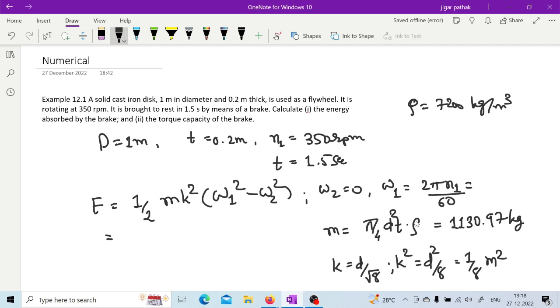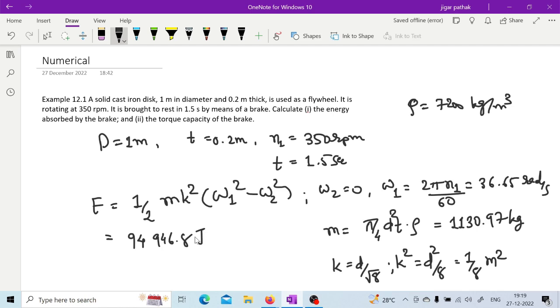Okay, but you should go by joule only. First tell me, what is this omega 1? 2 pi n 1 by 60, 36.65. Yeah, correct. So once you have all this, then keep this energy in joules only. Don't directly go for kilojoule. Then what will be your answer? Okay, right, so this will be your answer for energy, right?